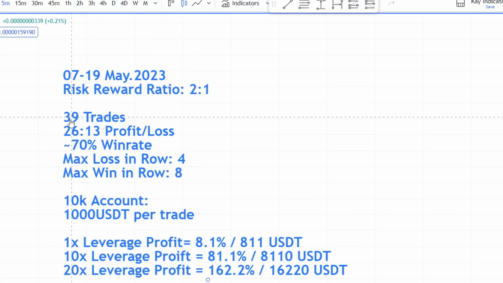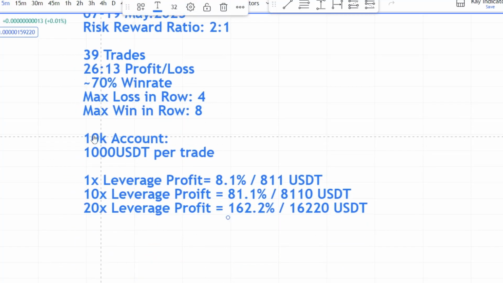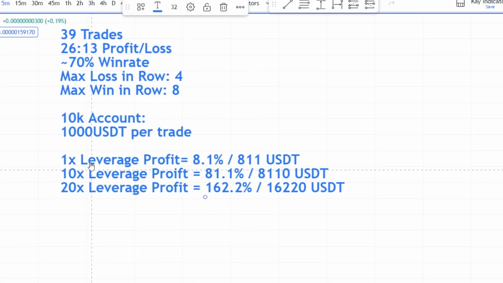39 trades were opened, 26 were profitable, and 13 were in loss. Therefore, the win rate amounts to 70%. The maximum consecutive losses were 4 trades, and the maximum consecutive wins were 8 trades. With a $10,000 account, assuming $1,000 per trade used, at 1x leverage, the gains amounted to 8.1%, which is $811 added to the $10,000, resulting in a profit of $811.